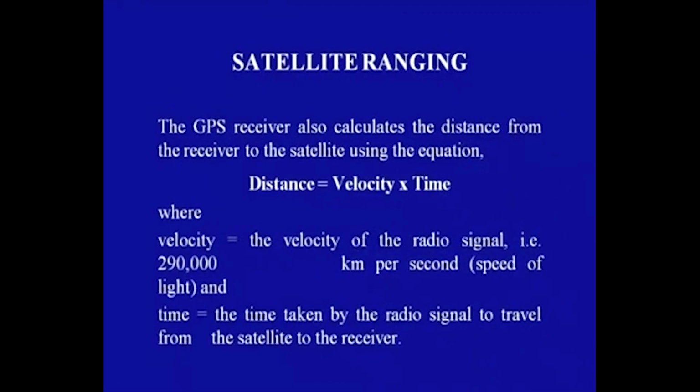The GPS receiver also calculates the distance from the receiver to the satellite using the basic equation, that is, distance is equal to velocity multiplied by time, where velocity is the velocity of the radio signal, that is 290,000 kilometers per second, which is the speed of light, and time is the time taken by the radio signal to travel from the satellite to the receiver.